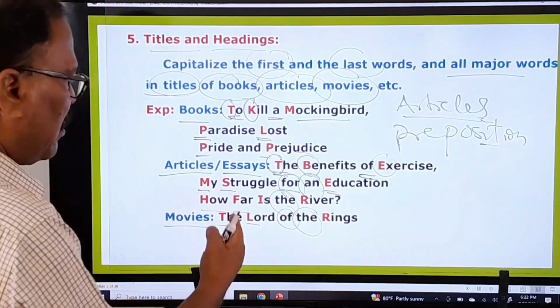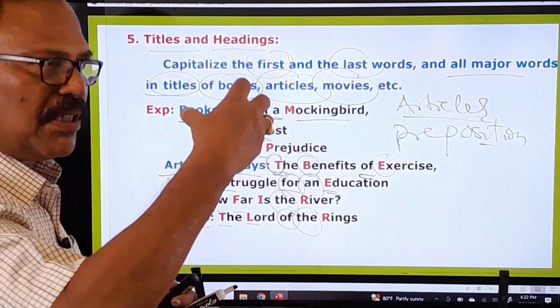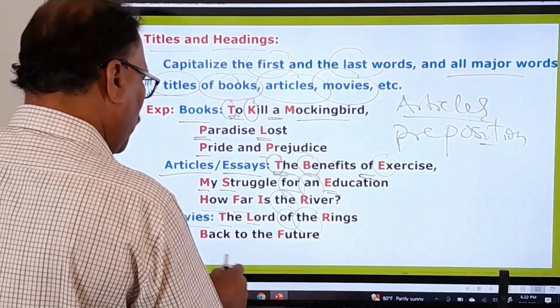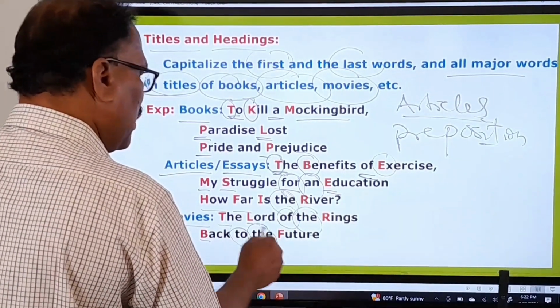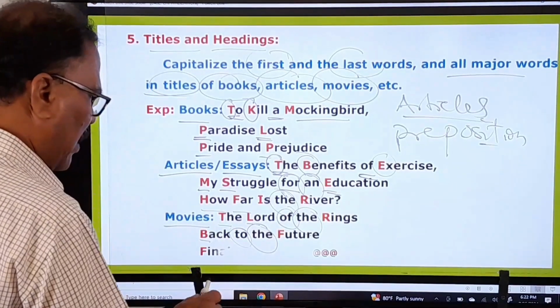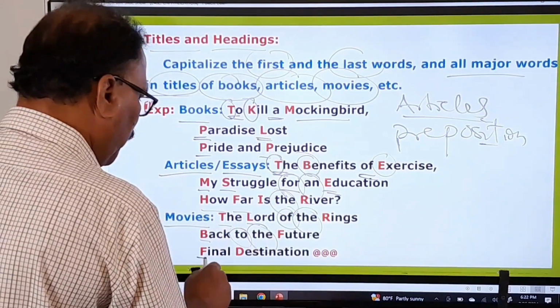You can easily understand, because all the capital letters are put in the red color. And next, Back to the Future. Here, back to is a preposition and the is an article, so these are not capitalized, only these two are. Just observe that. Final Destination, it's a beautiful movie.